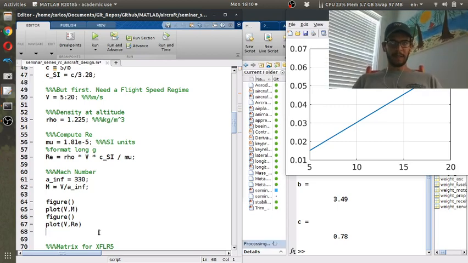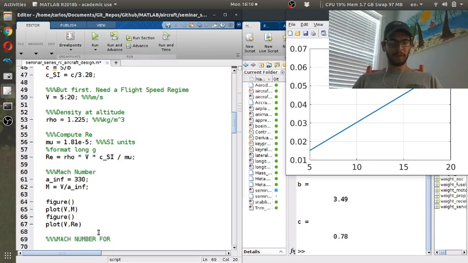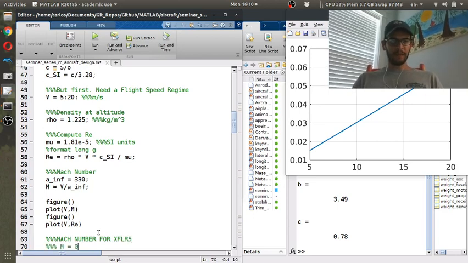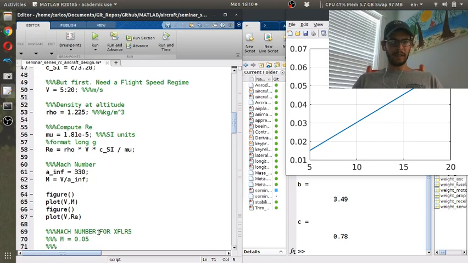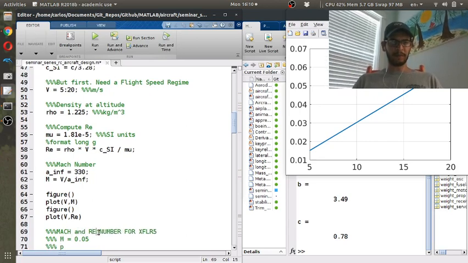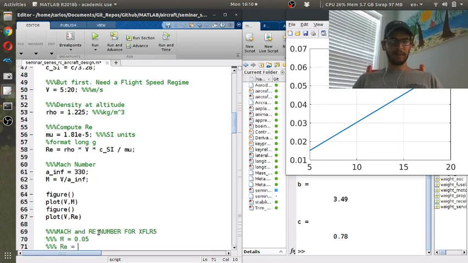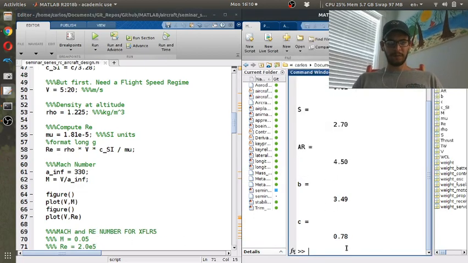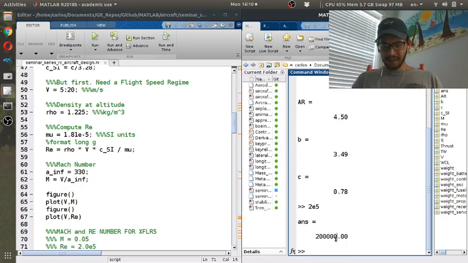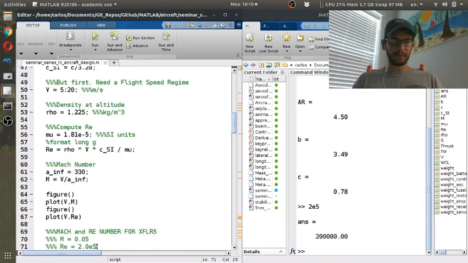Okay, so then my design point in XFLR5 is going to be M equals 0.05, and then I'm going to do Mach number and Reynolds number. Reynolds number is going to be 2.0 E5. And I think that's 2 million. I don't want to do the math out. No, that's only 200,000. Okay, yeah, these are smaller aircraft. So it'll be 200,000.